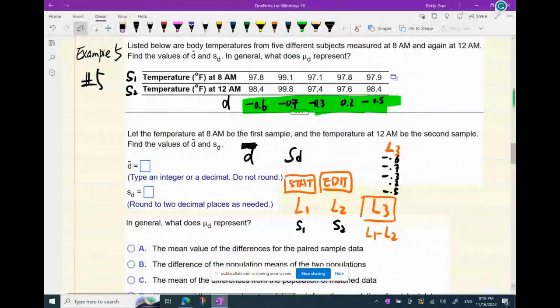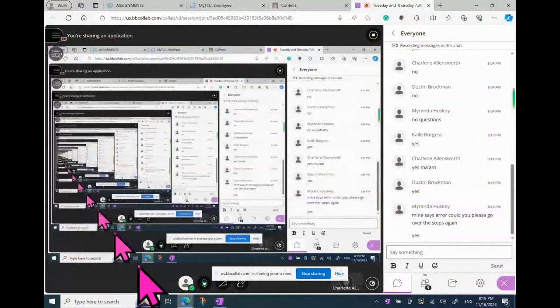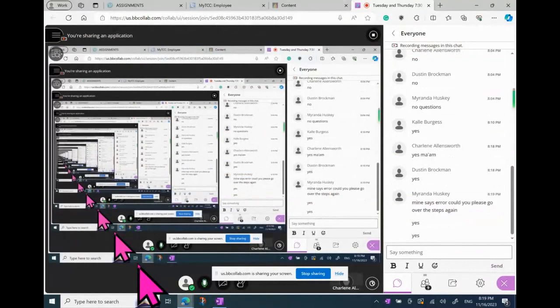Miranda, firstly, in L1, do you have the 5 values 97.8, 99.1, 97.1? Yeah, so you have L1 ready, right? And then do you have L2 ready? In L2, you should have, okay, awesome. And then now you're gonna shift to the right. You would see at least 3, right? But you shift up once and make sure L3, literally L3 is highlighted.